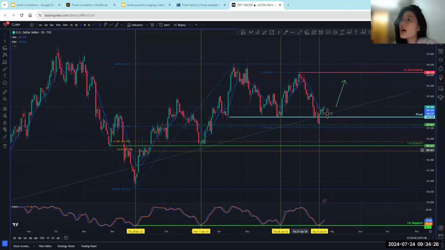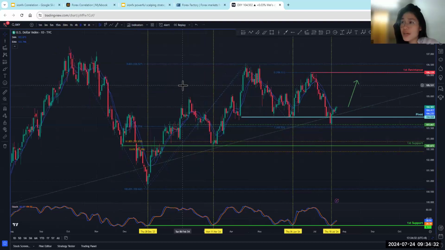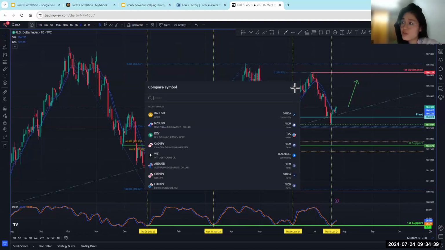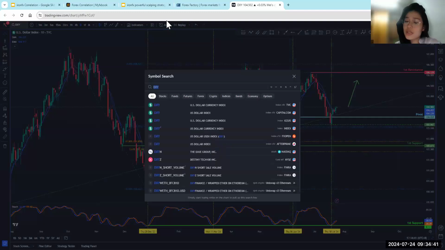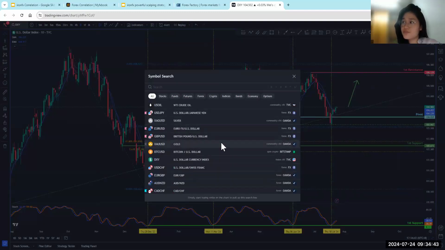Okay, so since we are seeing this upward trend on our DXY, we would probably be expecting the opposite for our gold since they are negatively correlated, or they tend to be negatively correlated. So now let's go ahead and take a look at gold.